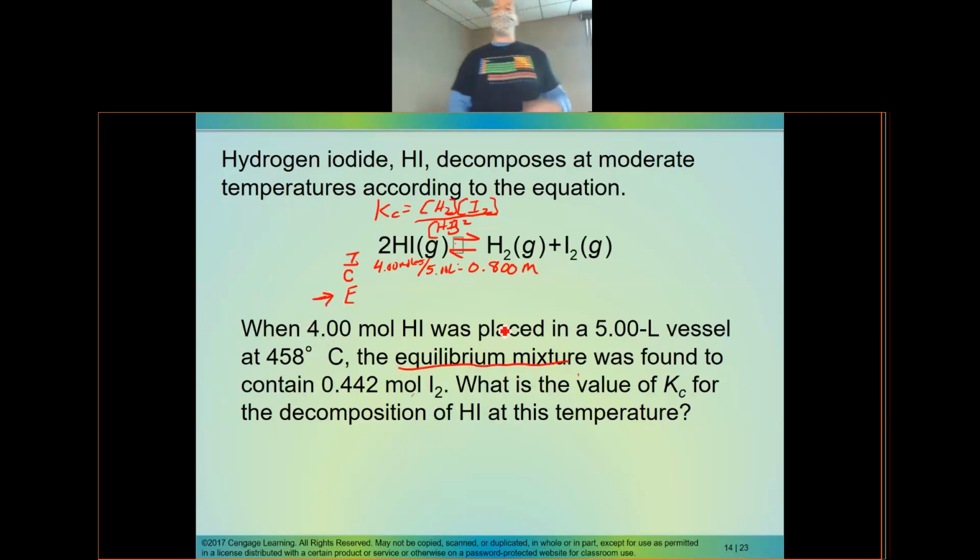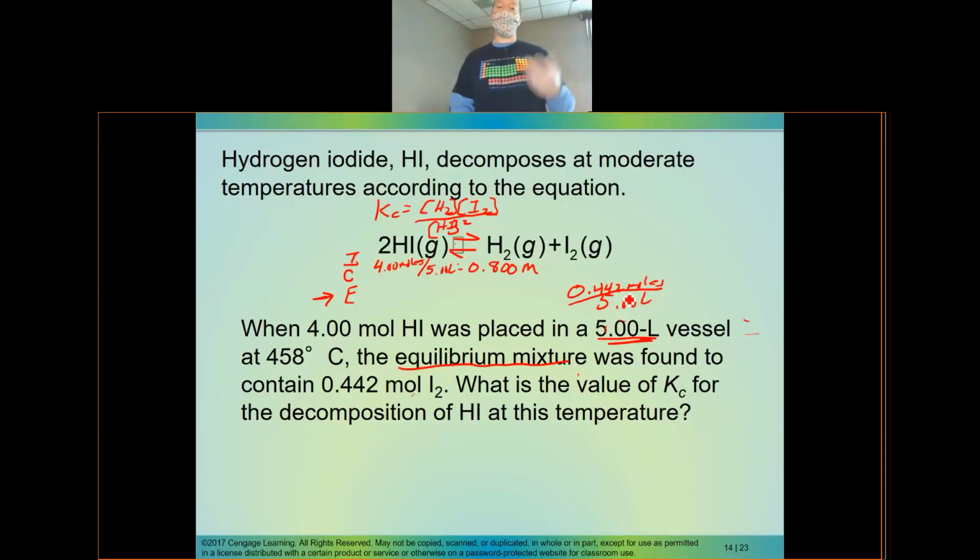All right, so again, you got to read the question and know what it's telling you. This is telling you the equilibrium mixture. Now we're in the E, was found to contain 0.442 moles of I2. So what I know is that it contains 0.442 moles of I2. And I know that this reaction is happening in a 5-liter vessel. So I have that molarity.